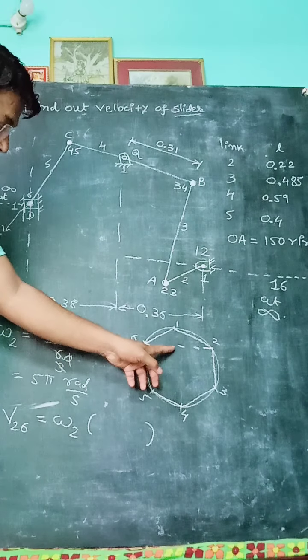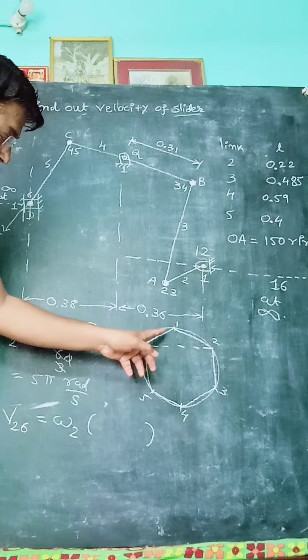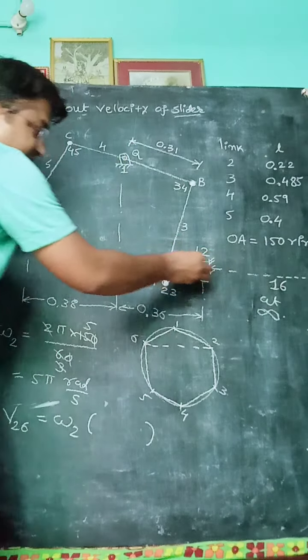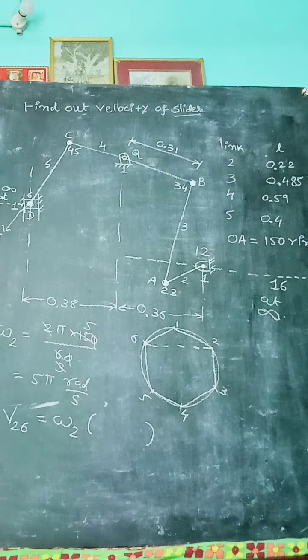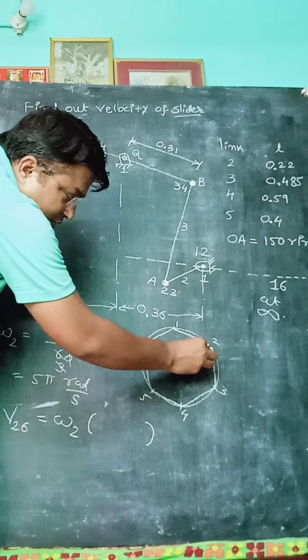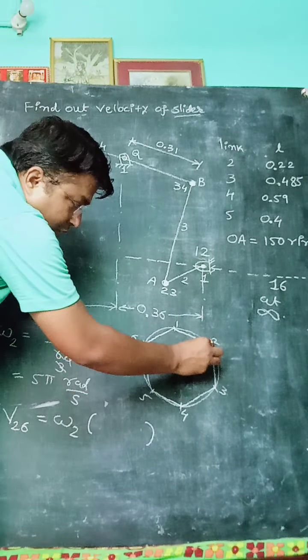Instantaneous center 2 6: 1 2, 1 6. 1 2 and 1 6. It is here. But what about the other triangle, the second one? For that, definitely either we have to go for 2 5 or 2 4.